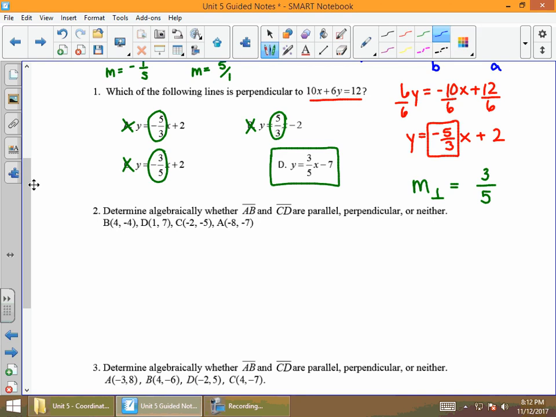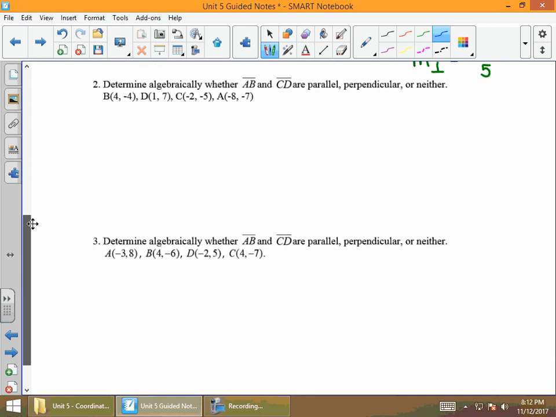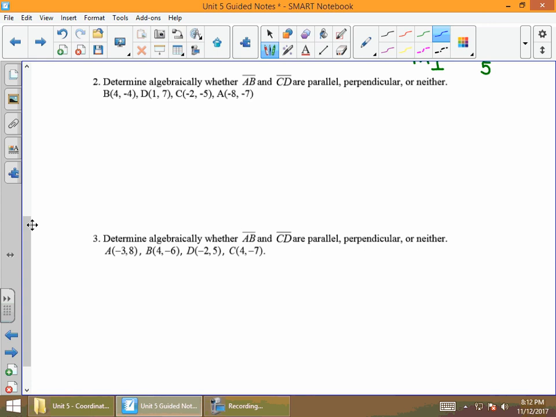Now, the next two problems, these are going to be a lot of the problems that you're going to have to show mastery on. If we're talking about showing mastery, one of the things that I want to make sure of is that you can find the slopes and then make a decision of whether they are parallel, perpendicular, or neither of those two. And it's going to be pretty simple. I'm going to give you a list of points, and I'm going to ask you about the slopes of two pairs of them. So in this case, determine algebraically whether AB and CD.